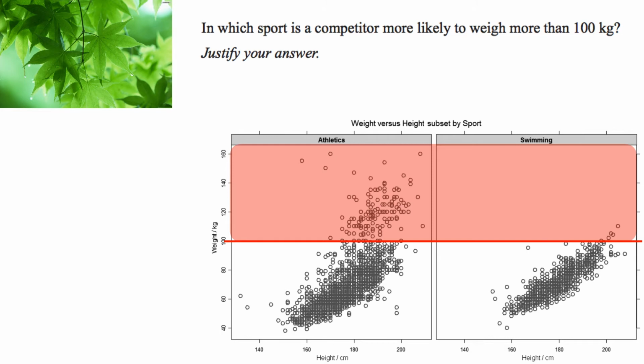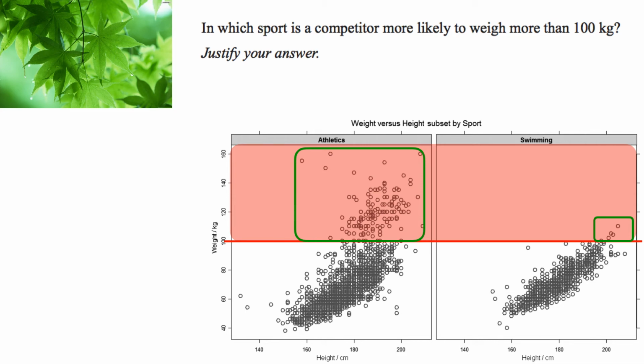Well, let's have a look at how many competitors we have from athletics versus swimming that weigh more than 100 kilos. So I'm just drawing a line there around the athletics competitors, and you can see there's quite a few athletics competitors there that weigh more than 100 kilos. They may well be javelin throwers, hammer throwers, and some of those sports which require a lot of muscle. On the other side, for the swimmers, I've drawn a little teeny box there around the swimmers. There's literally only about four swimmers there who weigh more than 100 kilos.